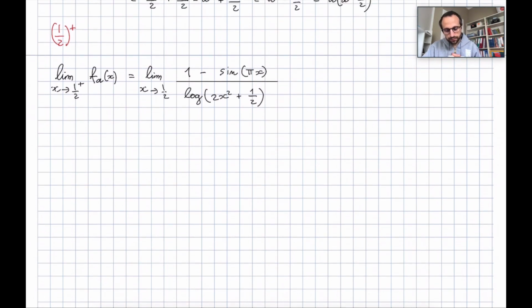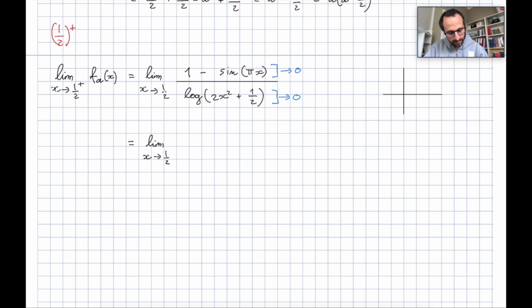First of all, you see that both the numerator and the denominator go to 0. Why? Because in the numerator we have sine of pi over 2, which is 1, so 1 minus 1 is 0. And in the denominator we have 2 times 1/4, which is 1/2, plus 1/2, which is 1, and the log of 1 is 0 too. So we have 0 over 0, and we cannot conclude immediately the value of this limit. So we have to work harder to find it. The first observation, thinking about the sign, so let me just draw it here very briefly.